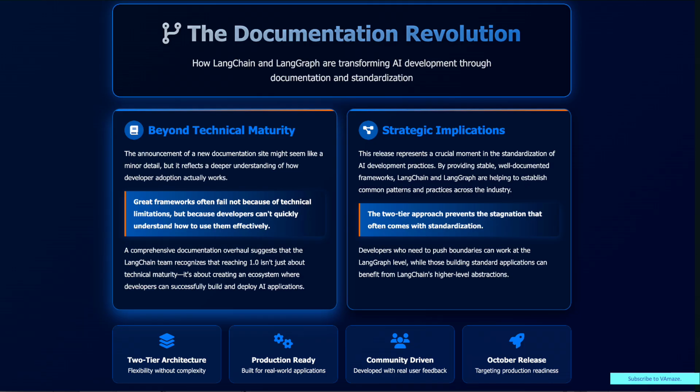The documentation revolution. The announcement of a new documentation site might seem like a minor detail, but it reflects a deeper understanding of how developer adoption actually works. Great frameworks often fail not because of technical limitations, but because developers can't quickly understand how to use them effectively. A comprehensive documentation overhaul suggests that the LangChain team recognizes that reaching 1.0 isn't just about technical maturity, it's about creating an ecosystem where developers can successfully build and deploy AI applications.